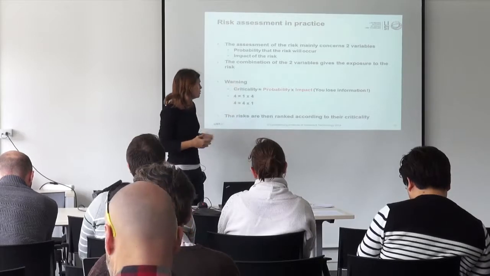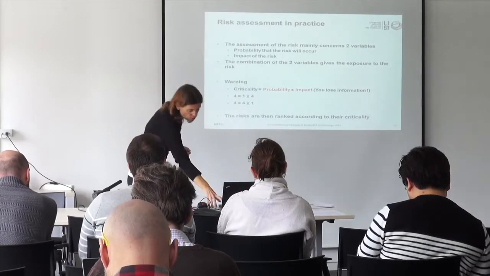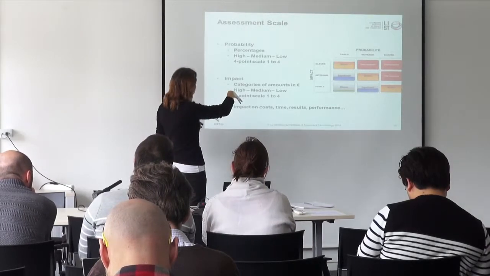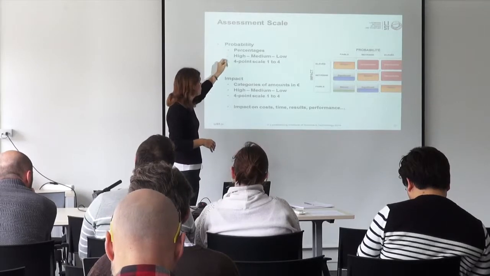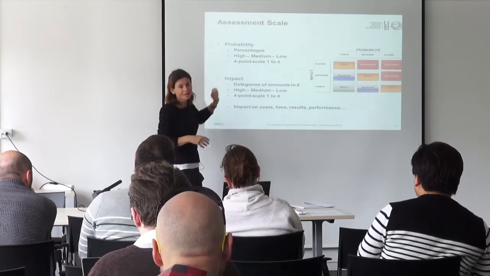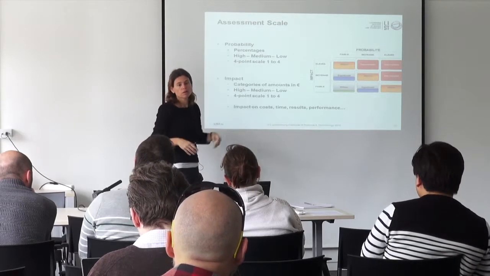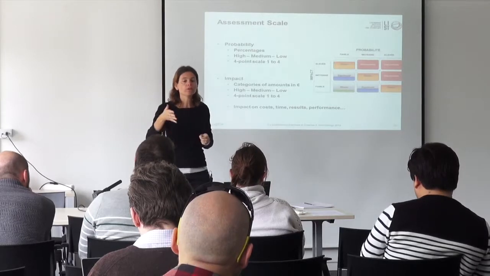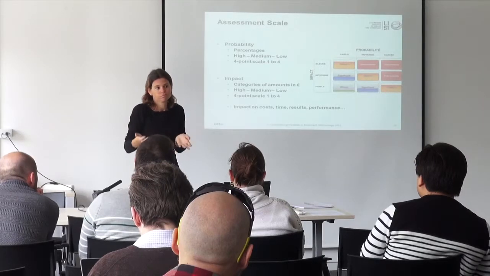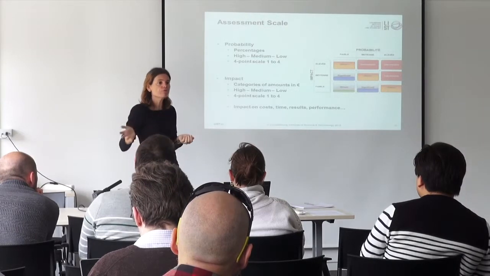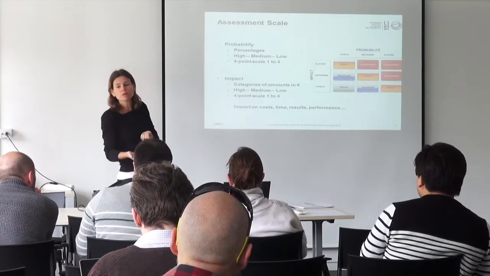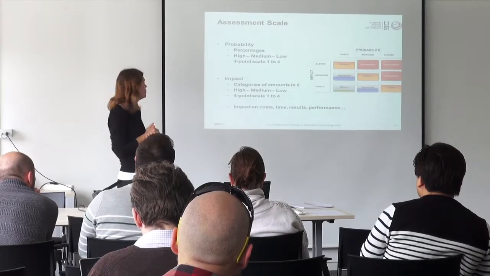Because you lose some information doing that. So what you can do is, if we look at the different scales for probability, you can have some percentages, you can have high, medium, low, and I like the 4-point scale, 1, 2, 3, 4, because there's no middle. It's always so easy to go for the middle value, because then you don't have to decide. So with 1, 2, 3, 4, you have to pick whether it is a little bit more important or a little bit less important. There's no medium value.